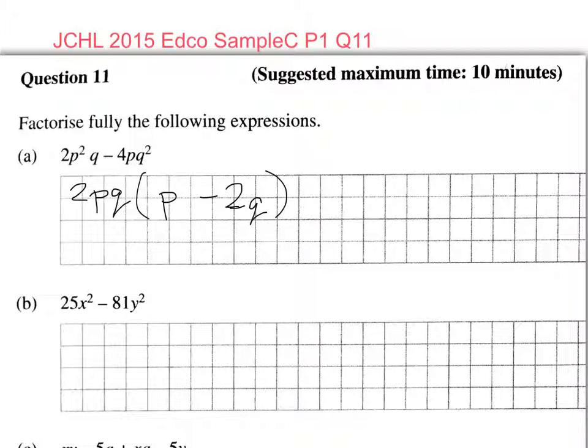So we have two factors. Rather than having two separate terms added, or in this case subtracted together, we have two terms multiplied together.